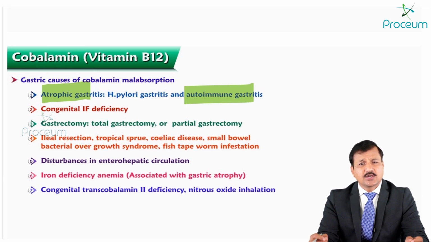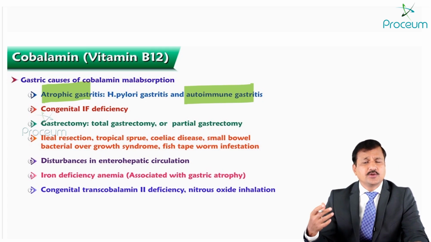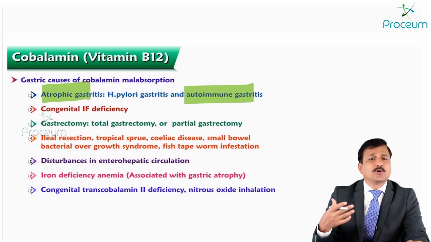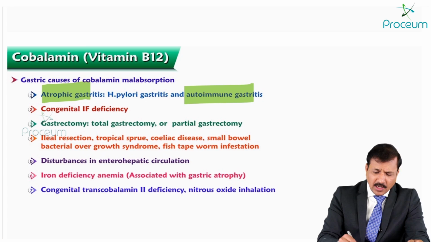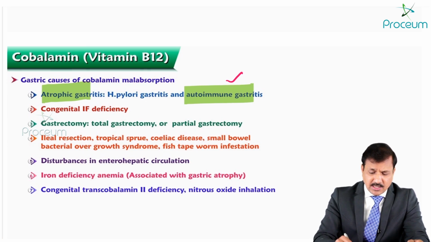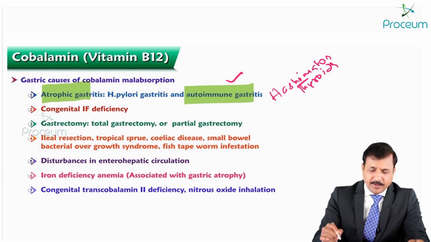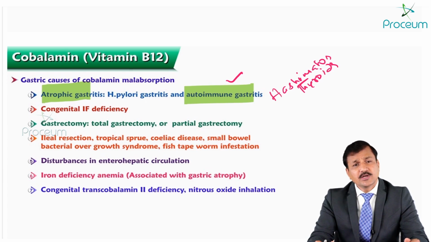Pernicious anemia is an autoimmune condition. Usually it is associated with other autoimmune disorders like Hashimoto's thyroiditis. So autoimmune gastritis, pernicious anemia, is associated with other autoimmune conditions, and one of them can be Hashimoto's thyroiditis.